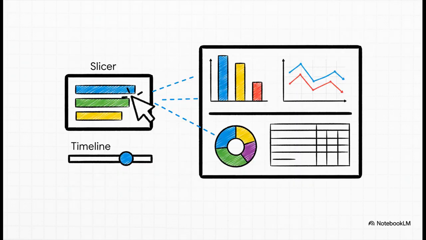But here's where it gets really powerful. A static dashboard is great, but an interactive one? That's a tool for discovery. You add things like slicers and timelines, which are basically just really cool, user-friendly filters, and you bring the whole thing to life. Now, anyone can click on a year or a product and watch the entire story update in real time. They can ask their own questions.